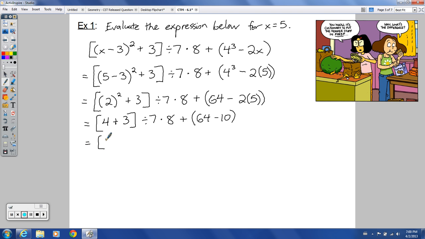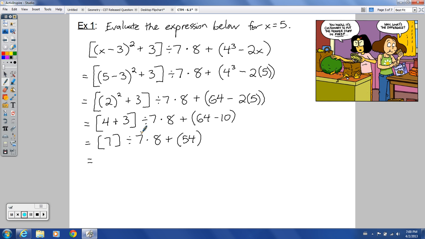And then simplifying this, I'm keeping my brackets just to show you that this whole thing simplified down to this one number here. And this is divided by 7 times 8 still. And then this whole set of parentheses simplified down to 54. From there, now I see division, I see multiplication, and I see addition. I did this on purpose.